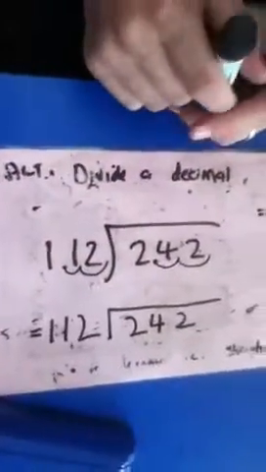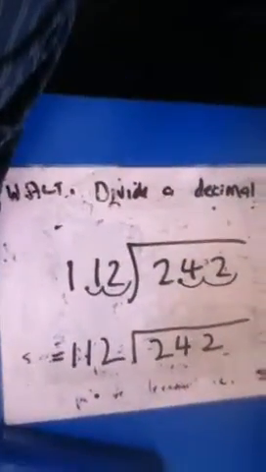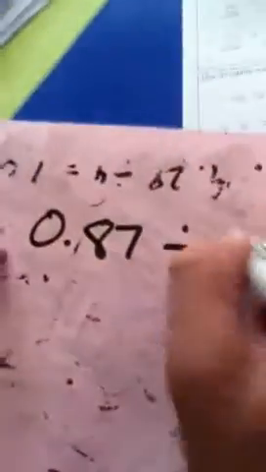So can you guys show me that you can do the next one? On the sheet, open up your scrapbook and do 0.3 into 0.87. It'll look like this. So it's 0.87 divided by 0.3.